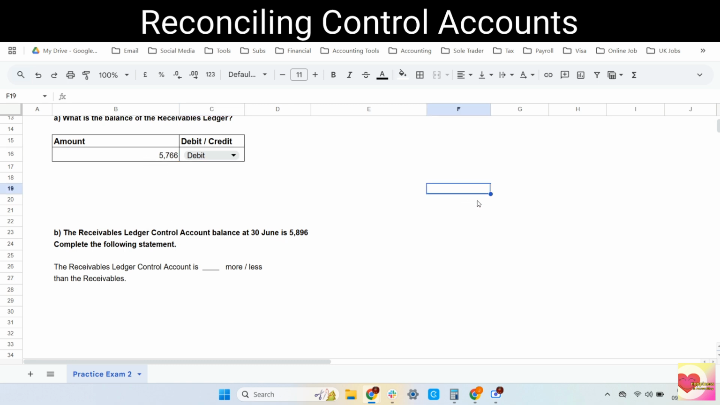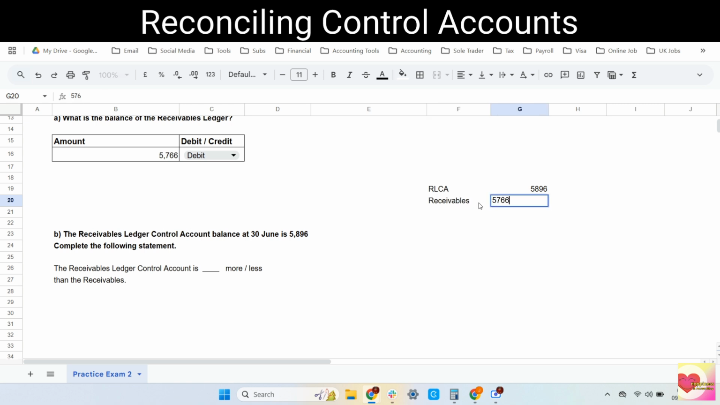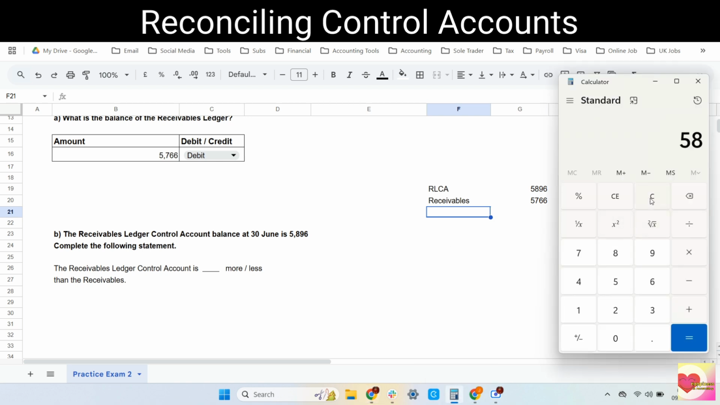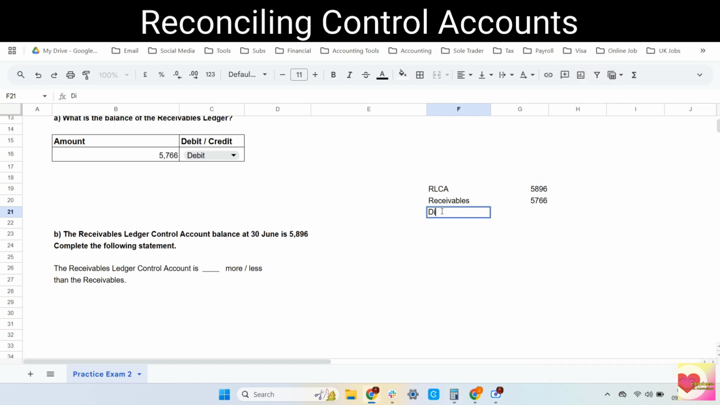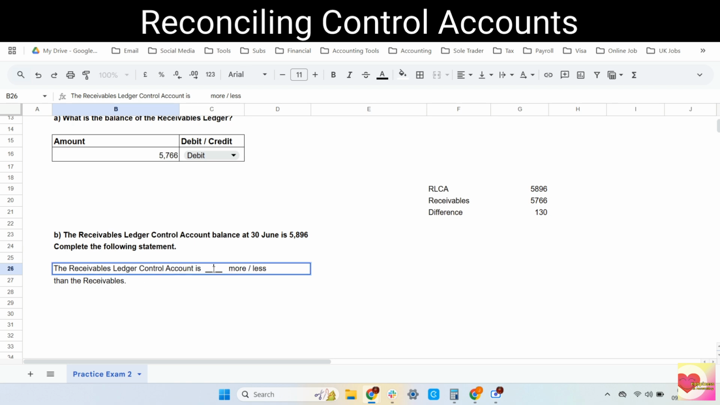Our RLCA balance is 5,896, while our receivables is 5,766. So the difference will be 130. Let's answer 130 in here, and RLCA is higher than the receivables, so let's answer more than the receivables.